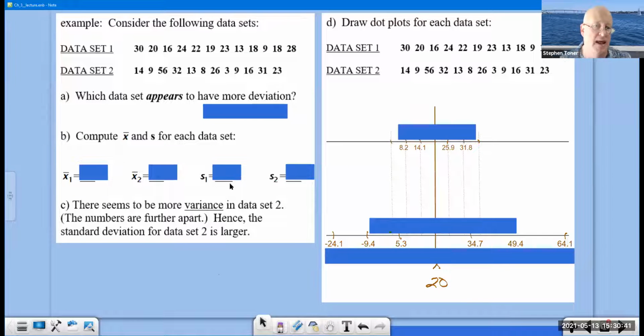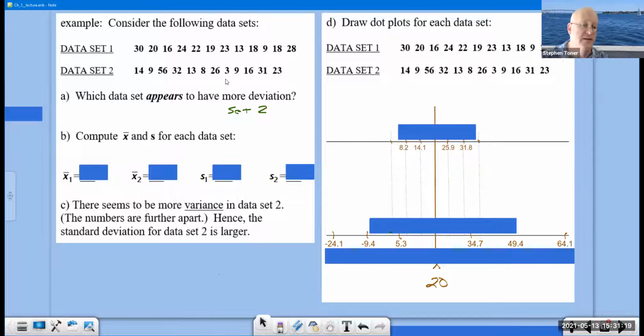Continuing on, now I'm going to deal with two different data sets. And I'm going to begin by asking which data set appears to have more deviation. Well, when I look through the numbers, the first data set seems to have a high value of 30 and 28, and the low value looks like it's the 9. But the second data set goes all the way up to 56, and it goes all the way down to 3. So it appears that data set 2 has more deviation. It appears to be more spread out.